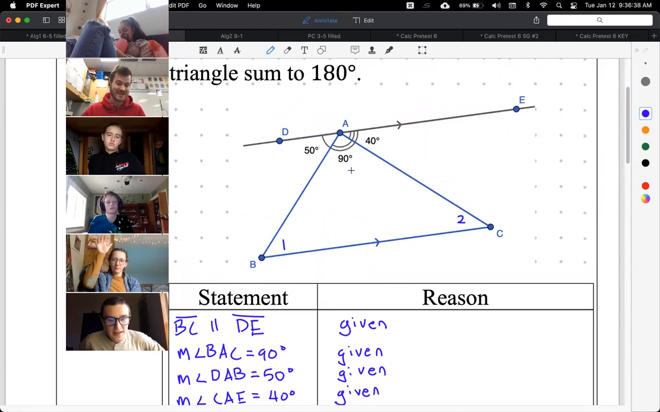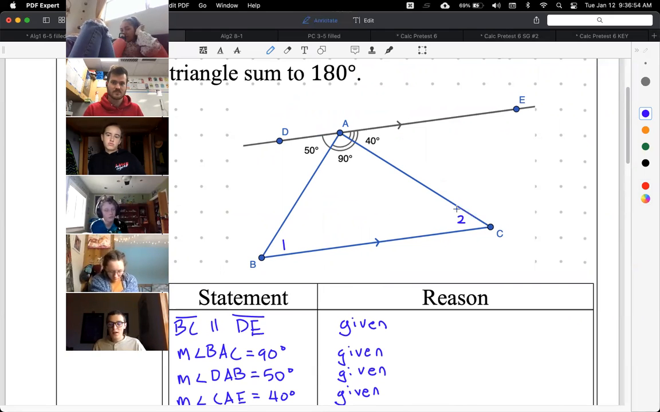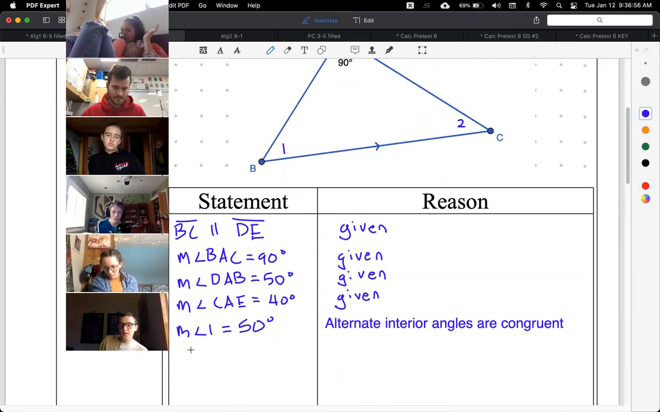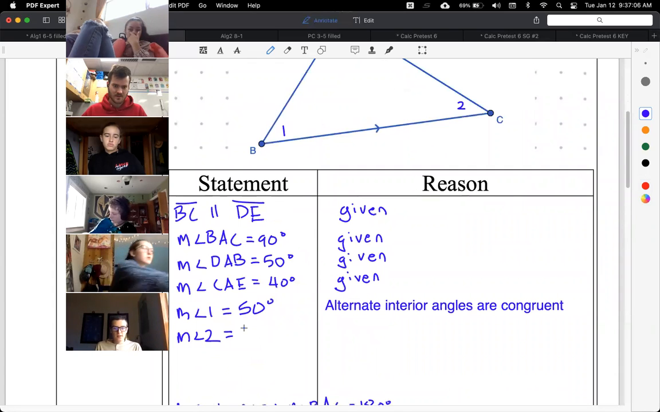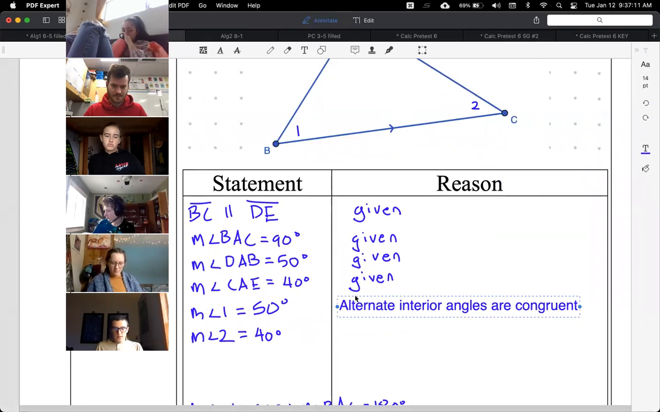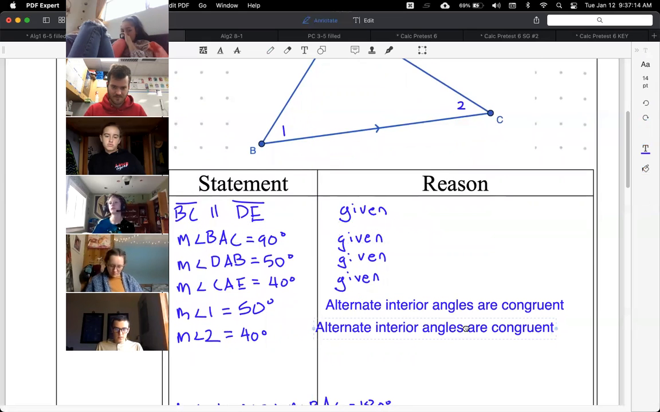And we can do kind of the same thing on the right-hand side. Can anyone give me the statement and the reason to talk about this angle and what measure it should be? Jade? So angle 2 is equal to 40 degrees. And the reason is all right angles are congruent. Perfect. Yep.